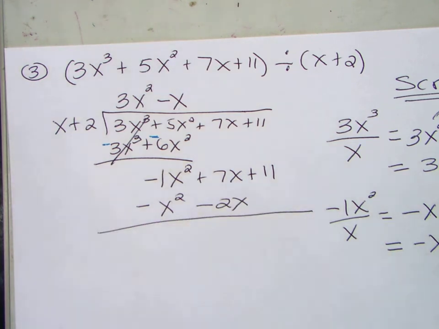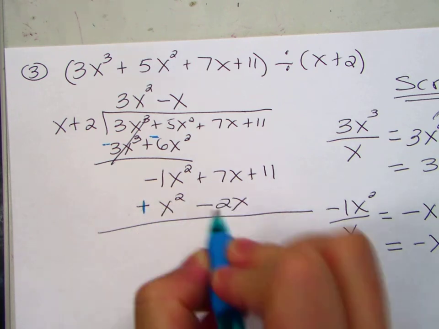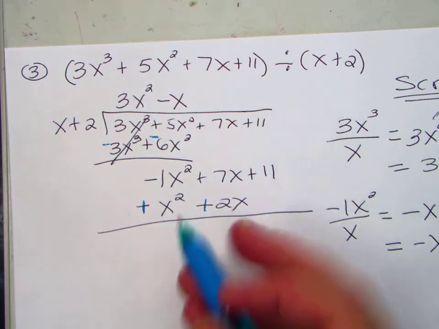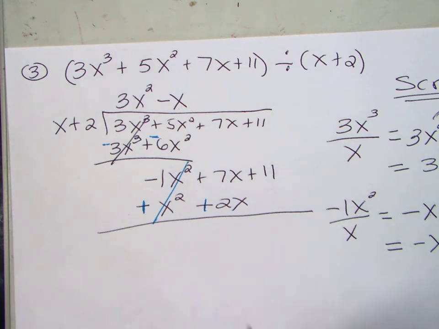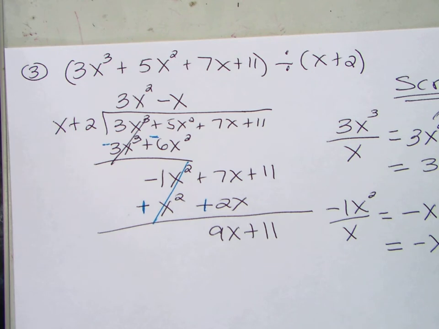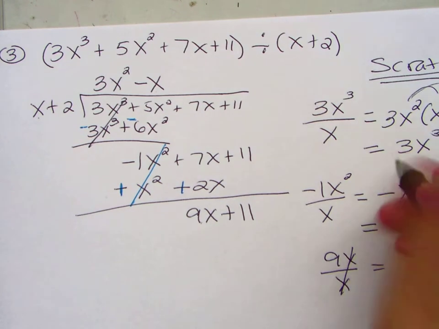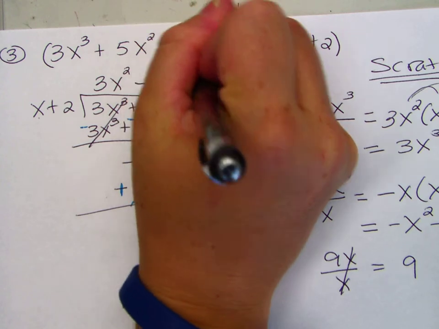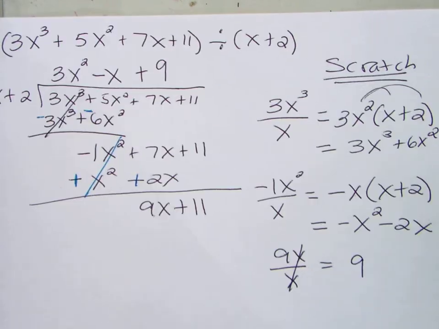We're subtracting. But when you subtract a negative, it ends up changing sign. You get plus and plus. Negative 1x squared, x squared cancels out. 7x and 2x is 9x plus 11. Last time, 9x over x again, that highest term. The x's cancel, and you just get 9. Don't forget to put those numbers up top. Those are the actual answer.